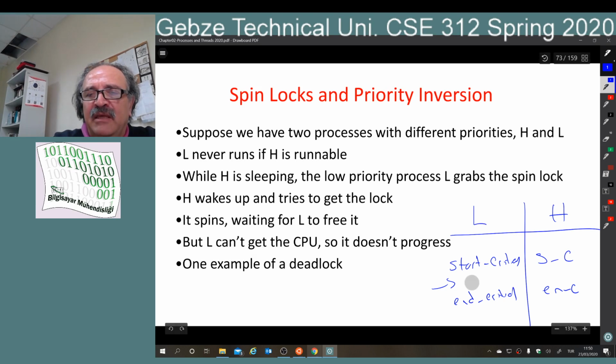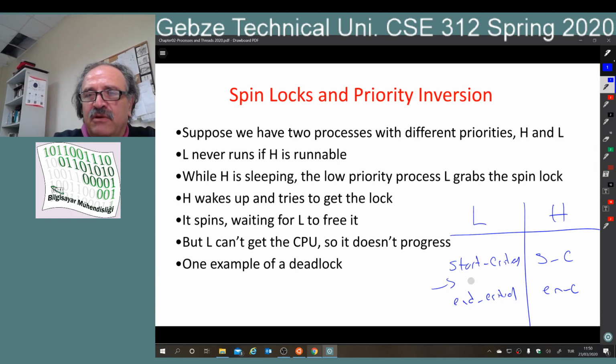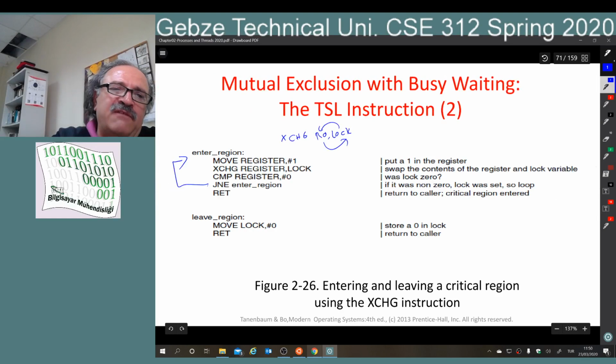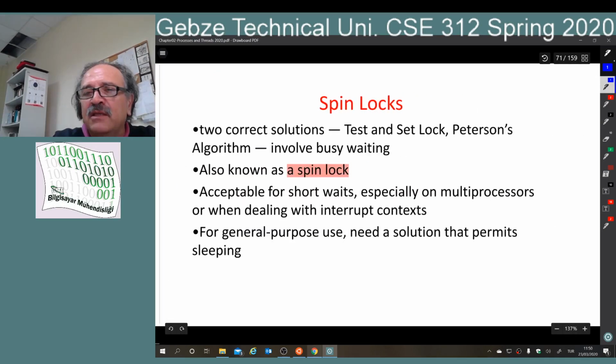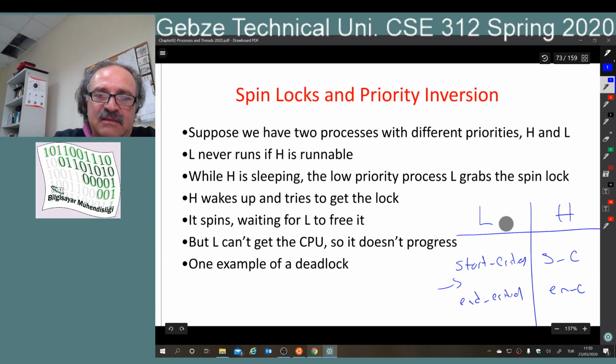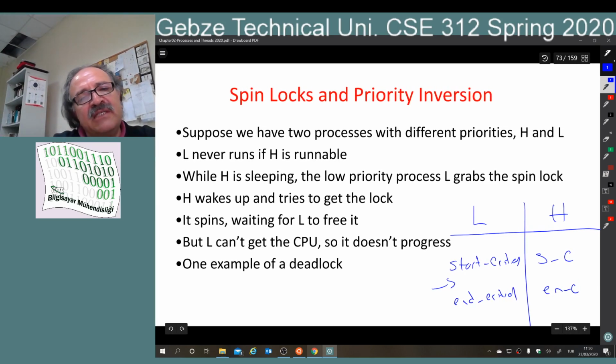So L will be interrupted in this critical region. Although it is ready to run, the operating system will never let it run, because H is runnable, but H is running something stupid. It is running this infinite loop. So this is called priority inversion. Why do they call it priority inversion? In this case the priority of L is effectively higher, because without L finishing its job, H cannot run, but the operating system thinks that H has a higher priority.